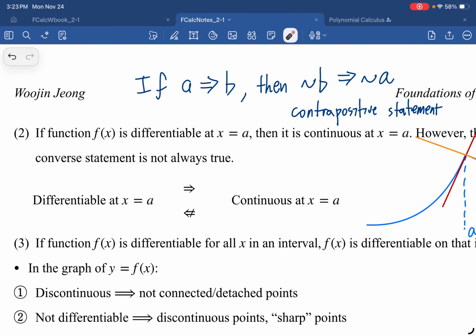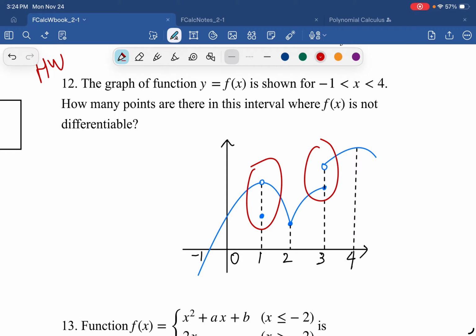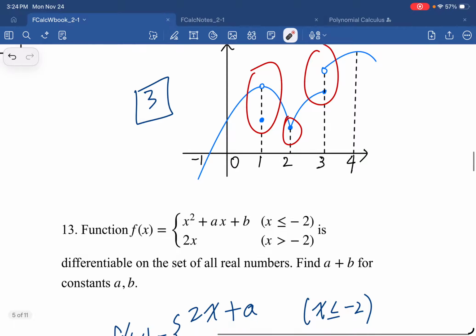So if it's not continuous, here we go. As you can see, this is not continuous, and this is not continuous. So we automatically found 2 points where it's not going to be differentiable. And we can see the other point here. It's a sharp point, so the left-hand limit of the differential coefficient and the right-hand limit will not match. So in addition, there are a total of 3 points where this is not differentiable. So step number one would be looking for discontinuous points. Step number two would be looking for continuous but not differentiable points, so these sharp points.